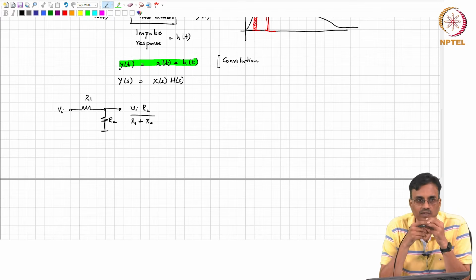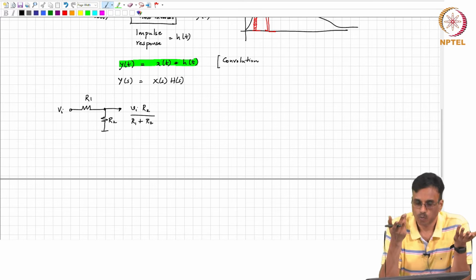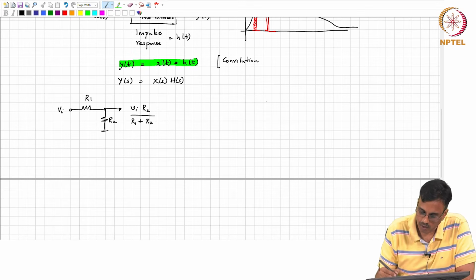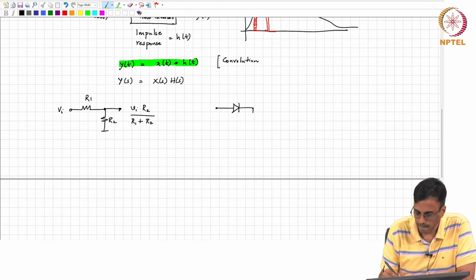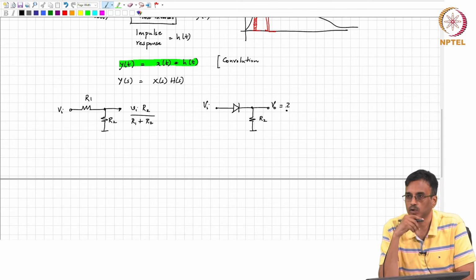So, if you want to think of the simplest nonlinear circuit, what do you think you will do? You replace one of these elements by some nonlinear element that you know. What is the simplest nonlinear element that you know? The diode. Okay. So, the diode let us say is, I do not know, I just put it there. So, this is R2 and this is Vi. What is the output voltage? How would we figure this out?